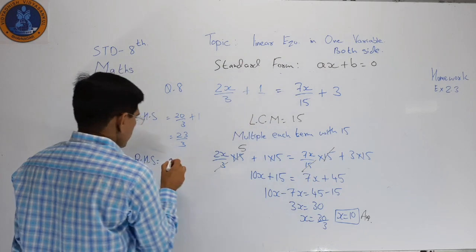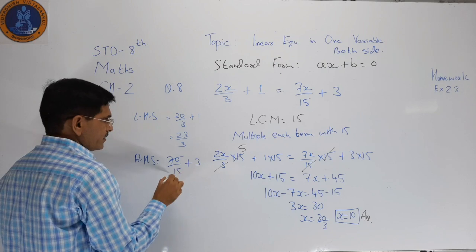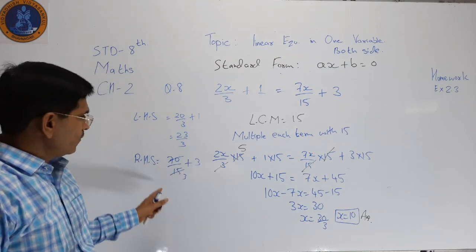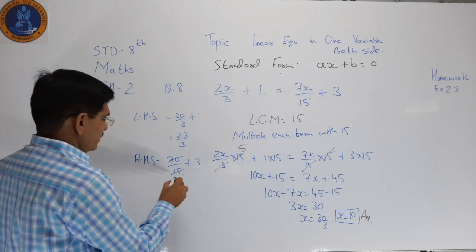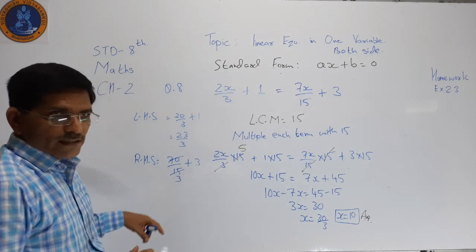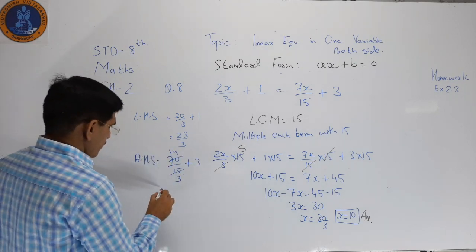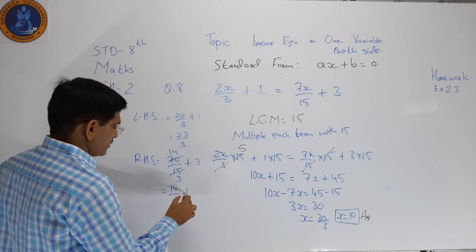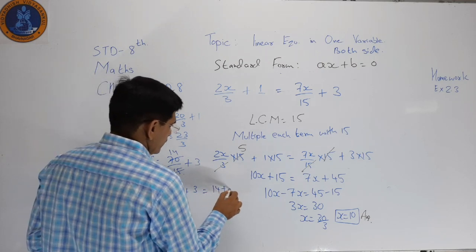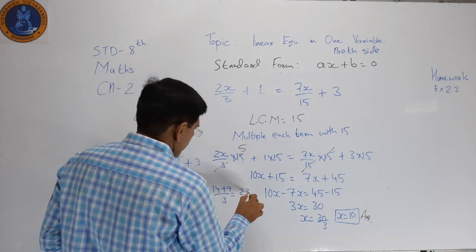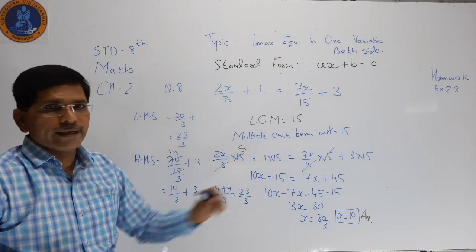Now in the right hand side, that is 70 upon 15 plus 3. If I cancel it by 5, 5 3s are 15, 14 by 3 plus 3, 3 3s are 9, so 14 plus 9 by 3, that is 23 by 3. So on the left hand side and right hand side we get the correct answer.